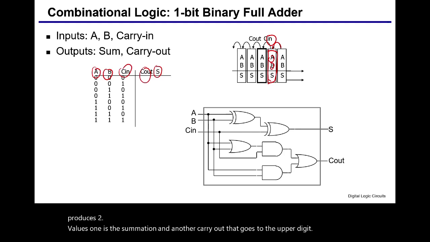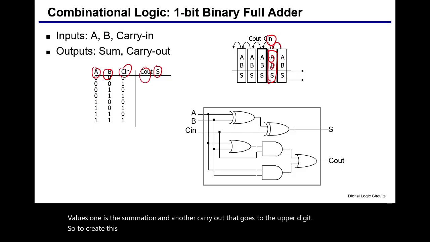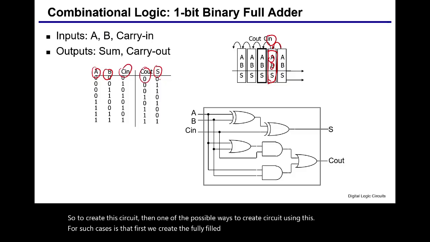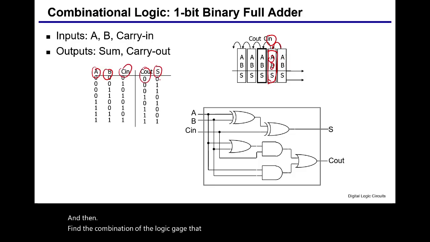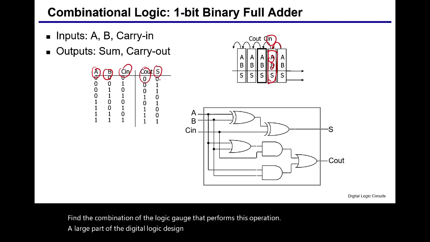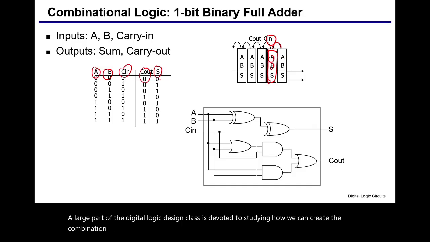So to create this circuit, one of the possible ways is that first we fully fill the truth table, and then find the combination of the logic gates that performs this operation. Actually, a large part of the digital logic design class is devoted to studying how we can create the combination of logic gates that perform such operation.